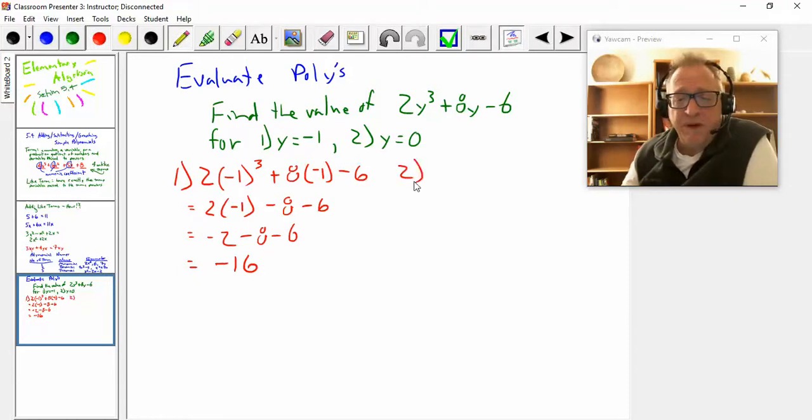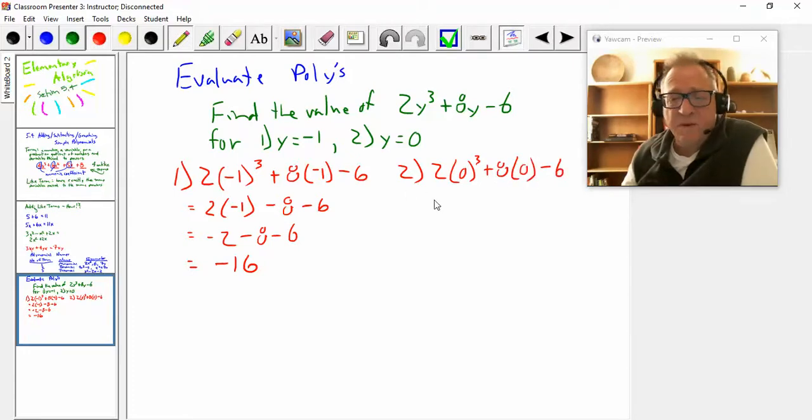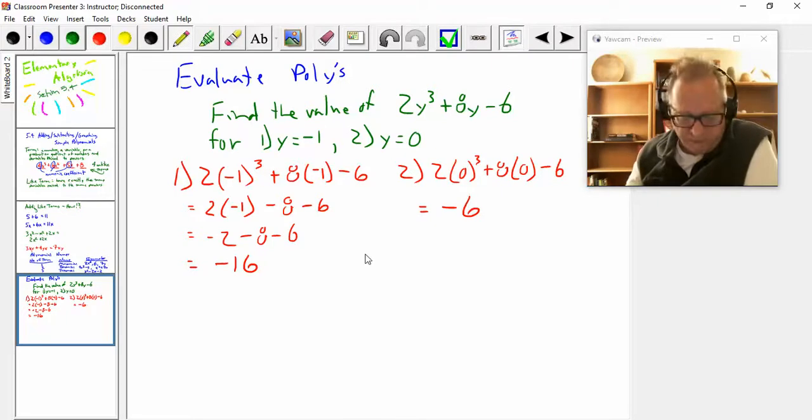What about the other problem where we had y equals 0? Well, again, we substitute in 2 times 0 cubed plus 8 times 0 minus 6. Oh, it's going to be a simple one. 0 cubed is 0. That term drops out. 8 times 0 is 0. That term drops out. There's our answer, negative 6.